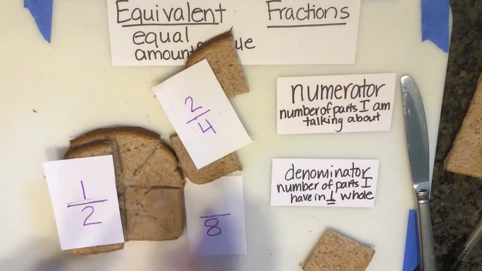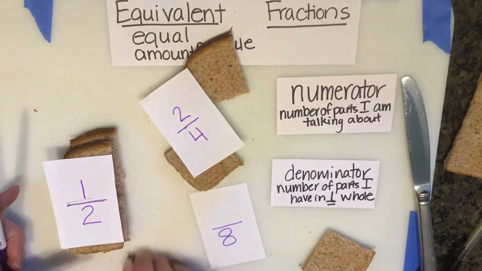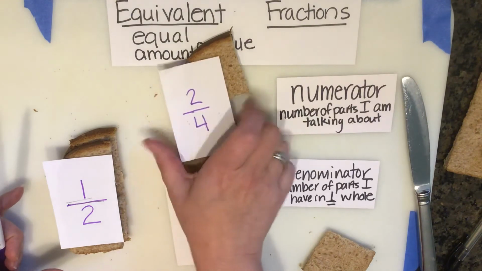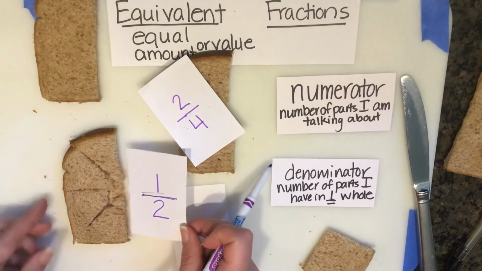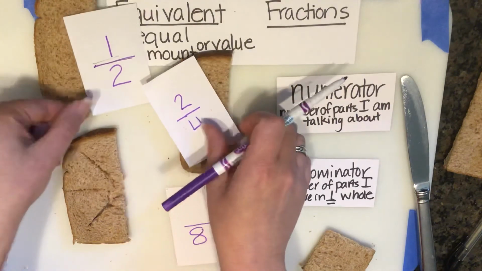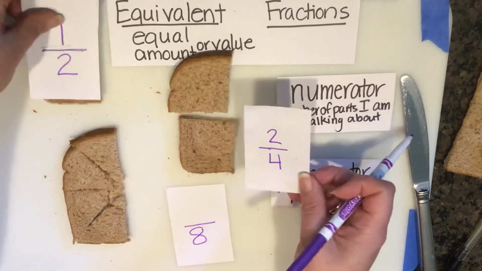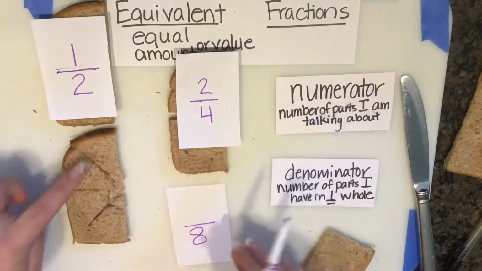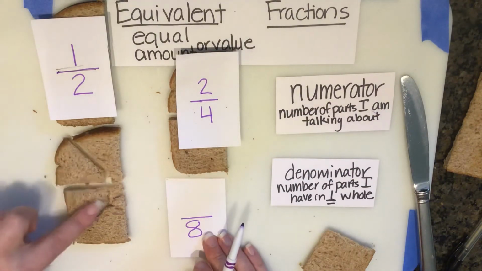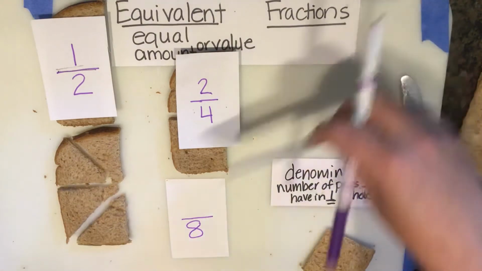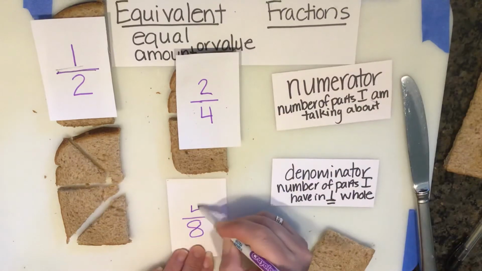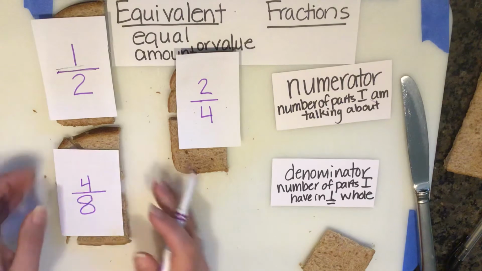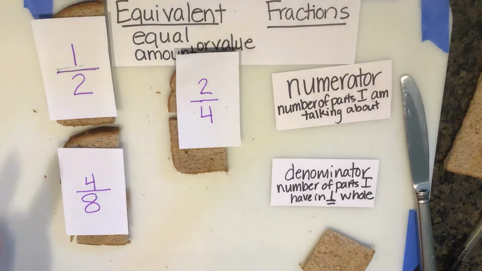So I need to take all of these away, okay? I have to take these away. Now, what do I have? This is 1/2, right? They're originally 2 pieces. This one is 2/4. This one, I have 1, 2, 3, 4 pieces. That's the numerator, the number of parts I'm talking about. 4 pieces. So I would say these are equivalent fractions.